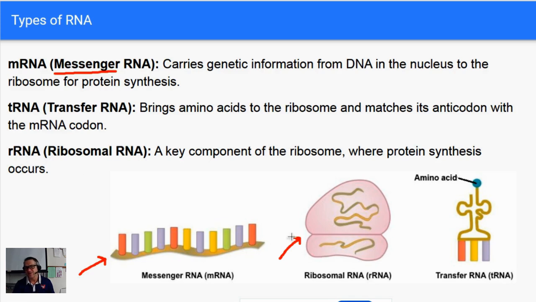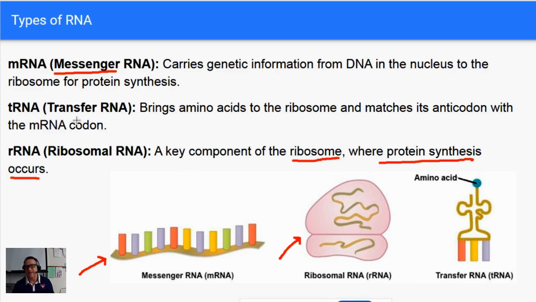Ribosomal RNA, all it is, it makes up a key component of the ribosomes. And remember, ribosomes, you will need to know ribosome. You might not have to know rRNA specifically, but you will have to know ribosome. Ribosomes are where protein synthesis occurs. It's where proteins are made.